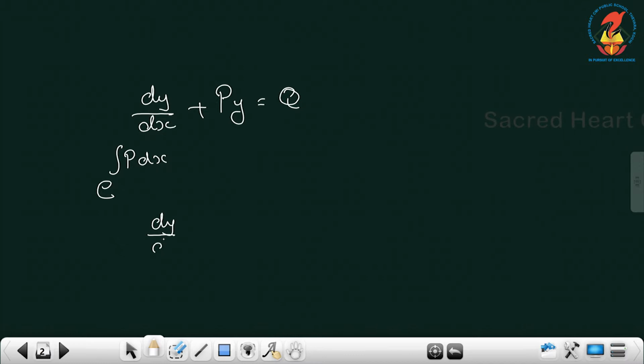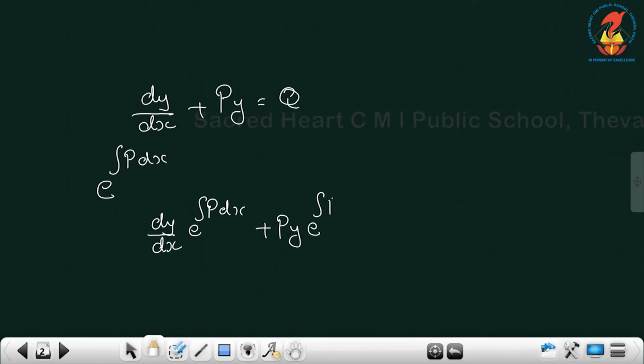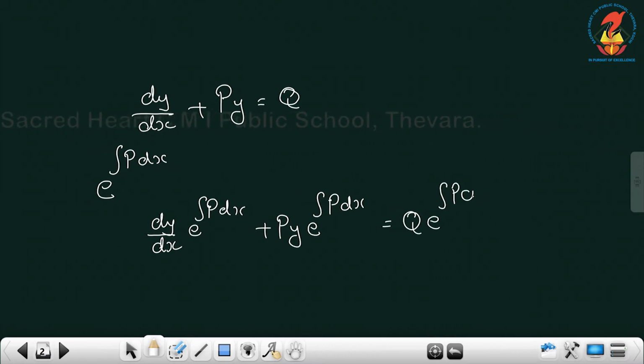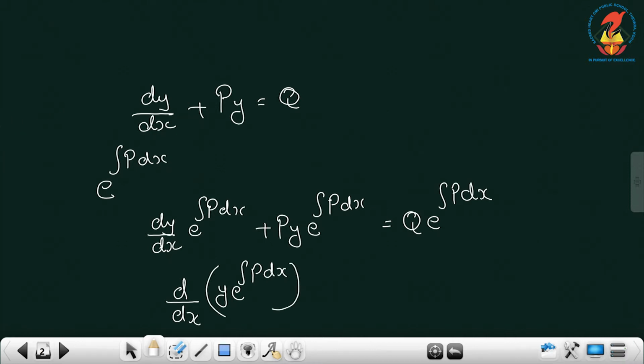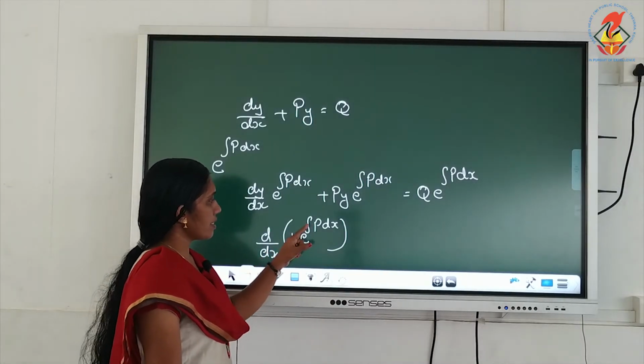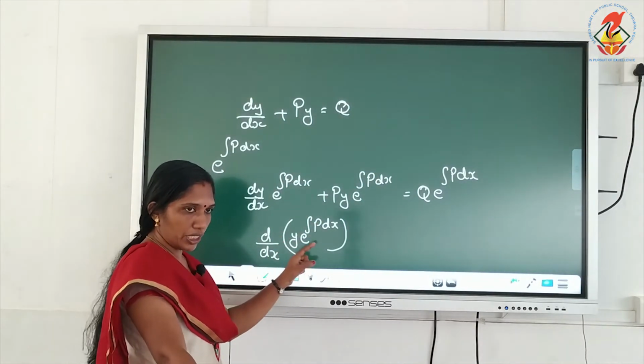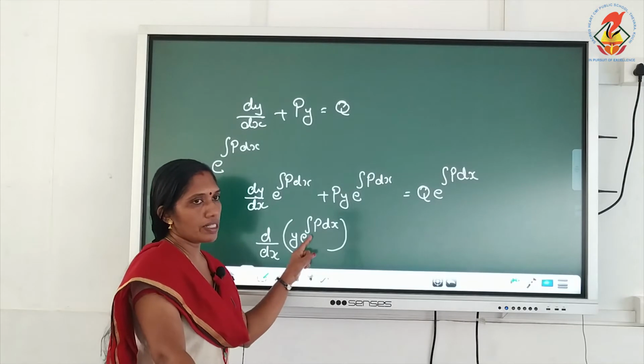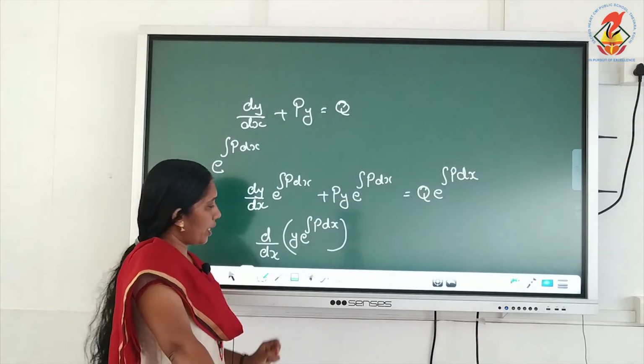Multiplying by e raised to integral p dx, we get dy by dx into e raised to integral p dx plus py into e raised to integral p dx is equal to q into e raised to integral p dx. Then the left hand side is the derivative of d by dx of y e raised to integral p dx. Here we have two functions, y is the first function, then e raised to integral p dx. So we have to apply the product rule.